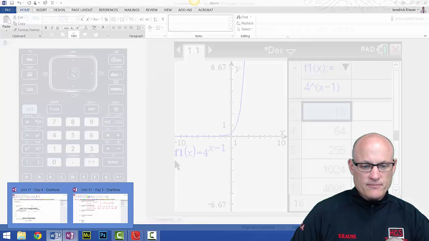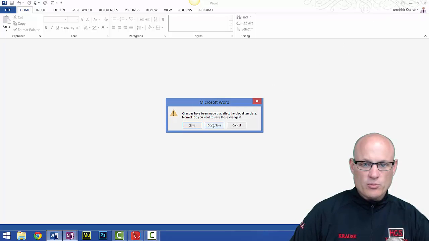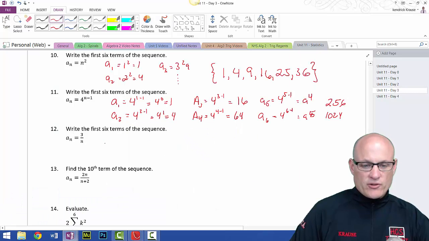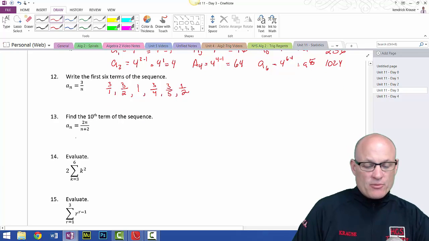It's amazing. I don't know why that's open. So let's get rid of it. Nope. All right, so back to the party. The first 6 terms of this sequence. So this would be 3 over 1, 3 over 2, 3 over 3, but that's 1, 3 over 4, 3 over 5, and 3 over 6, but that's 1/2, right? That's it. Done.